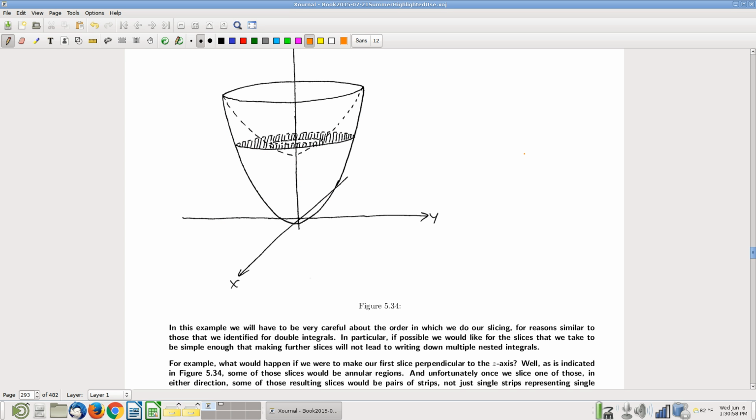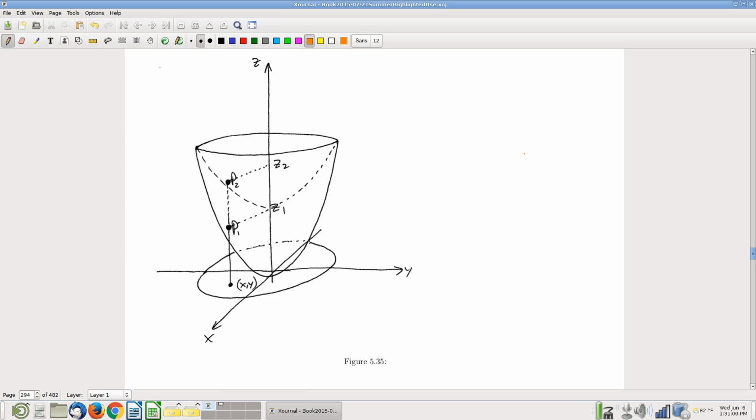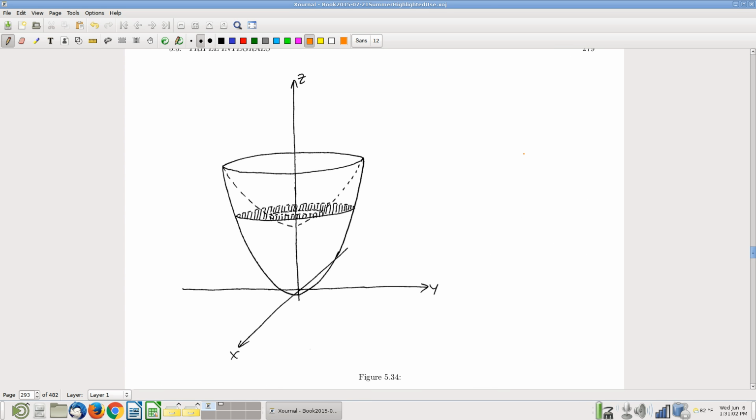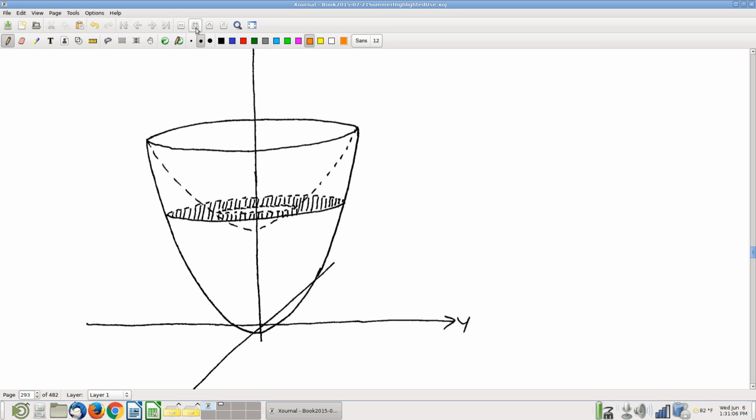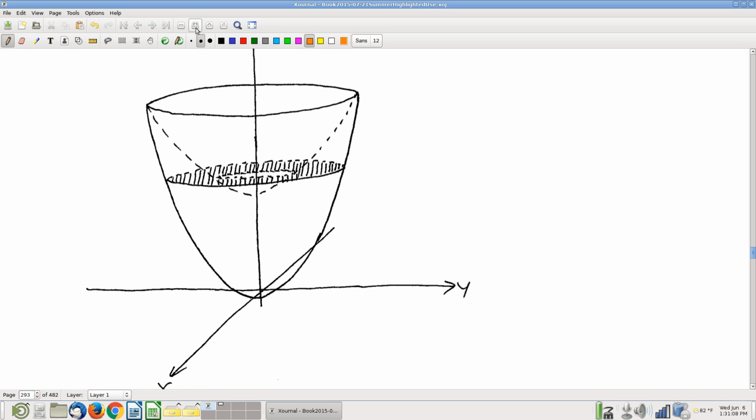Now, there's different ways that you can think about this. Here, let me just stay on this picture momentarily. One thing we could do is say, okay, I'm going to do x slices first, or let me do y slices first, because I think it'll be easier to draw. Okay, I'm going to try to draw a y slice on this shape.